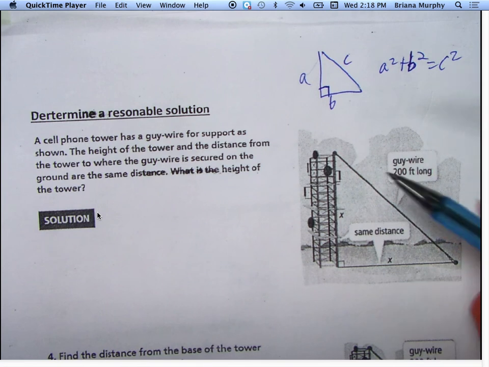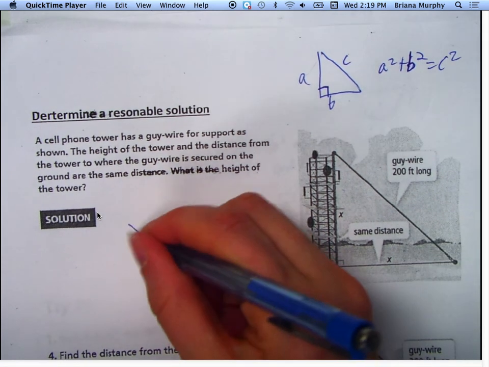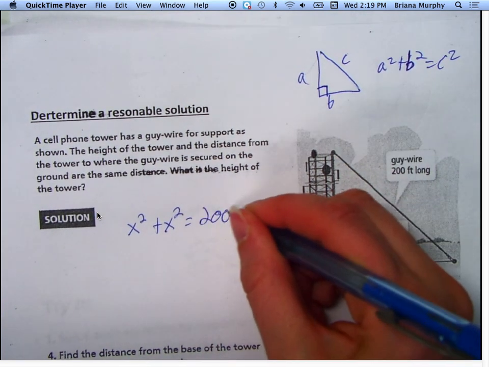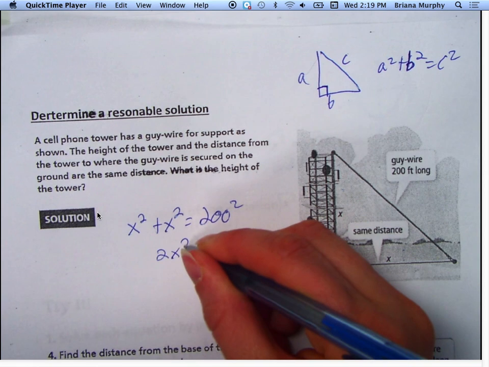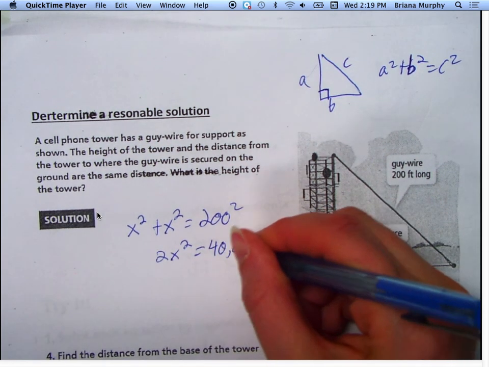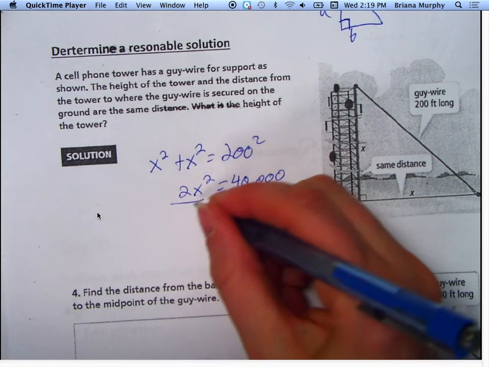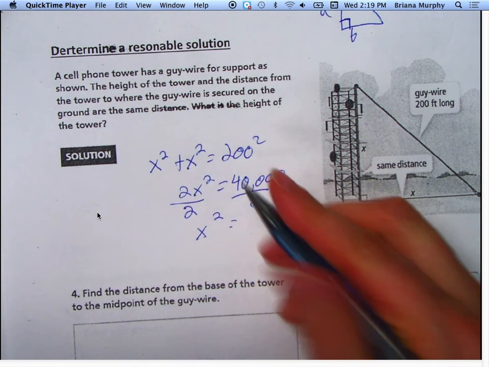Okay, so we want to know how big these distances are. Well, we know that x squared plus x squared equals 200 squared. So Pythagorean theorem. It's a right triangle. So we get 2x squared equals 200 squared, which is 40,000. Now we're going to divide it by 2. It's a lot of 2s. So x squared is going to equal 20,000.